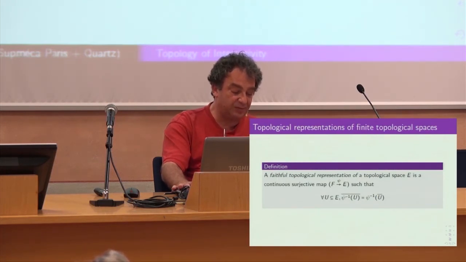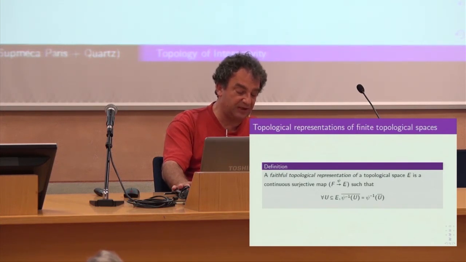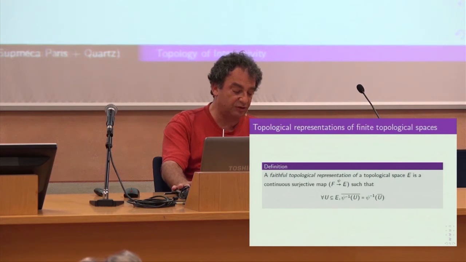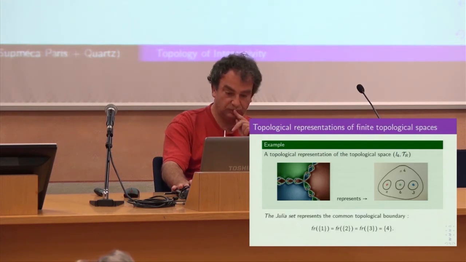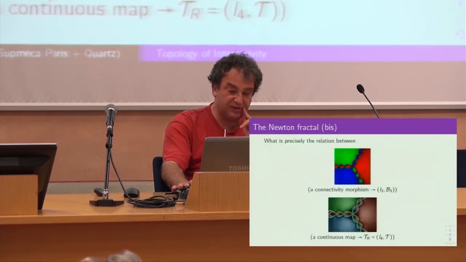To have a better intuition of finite topological spaces, we use some topological interpretations that we define this way. It has to be continuous, surjective, and to preserve by inverse image closures or interiors or topological boundaries. For example, you can see here a representation of our four points topological space by the Newton fractal, the fourth point being represented by the Julia set. So, question, what is the relation between those two morphisms, one connective, the other topological, which both involve infinite spaces?